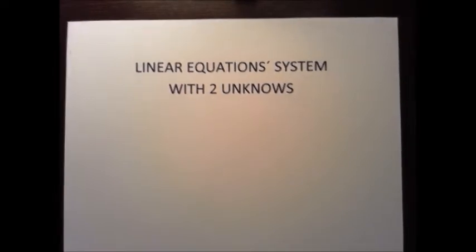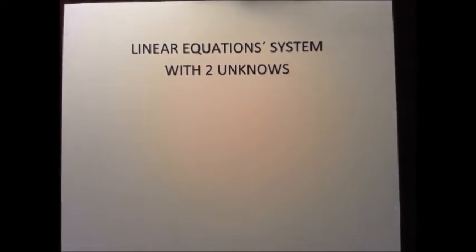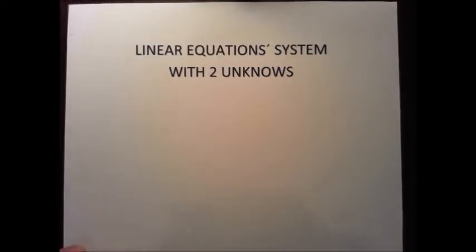Today we are going to see what a linear equation system with two unknowns is. As I told you in the last video, a linear equation is an equation that is represented graphically as a straight line. And when we're talking about a linear equation system, it's because we don't have just one equation. We have two equations. So look at this. We can have three different cases.